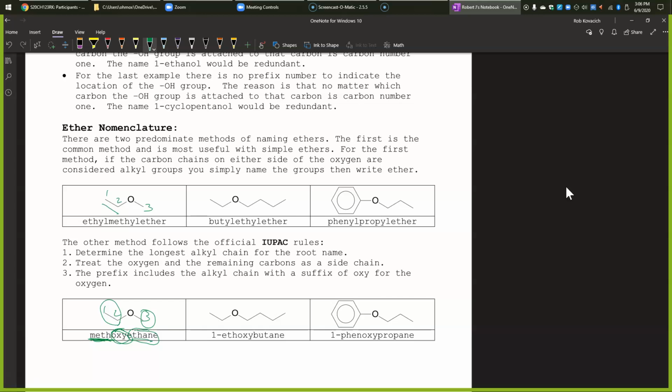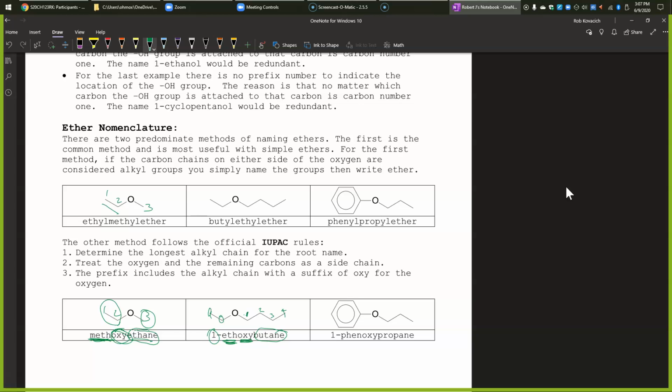For this one here, I've got a butane. It's 4 carbons long. So 1, 2, 3, 4. And attached to it, there's an oxygen. And then on the other side of the oxygen, there are 2 carbons. And all of this is attached to position number 1 on the butane. So here's position number 1, and then I have my oxygen, and then I've got 2 more carbons, so that's why it's ethoxy.